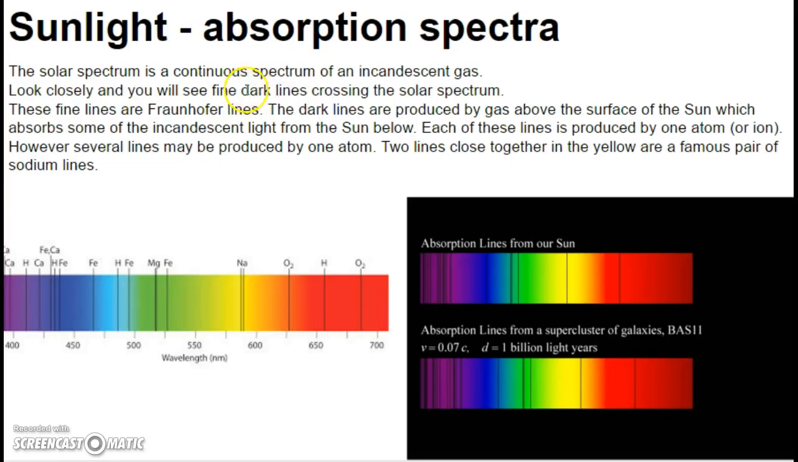Look closely and you'll also see fine dark lines crossing the solar spectrum. These lines are called Fraunhofer lines. The dark lines are produced by gas above the surface of the sun, which absorbs some of the incandescent light from the sun below. Each of these lines is produced by one atom or ion. However, several lines may be produced by one atom. Two lines close together in yellow are a famous pair of sodium lines, right? These two right here, a sodium pairing. So these are the absorption lines from our sun.